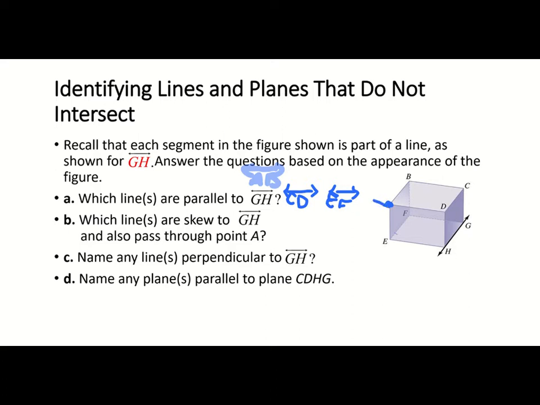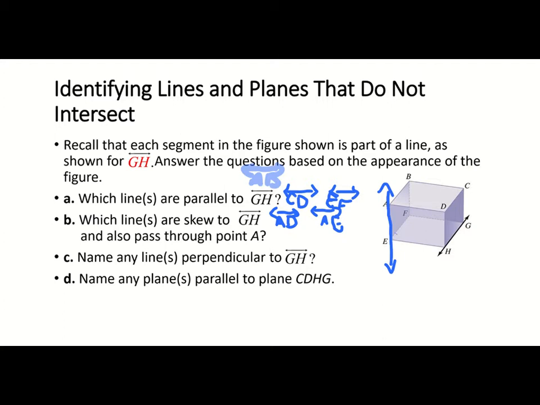If we look here, we have line AD. That's in a different plane than GH. So line AD. And then also, let's see here, I believe line AE. If we look at this, and again, it has to go through A, so that's never going to touch. It's not in the same plane as GH, so AE. And those are our only two skew lines that pass through A and that are skew to GH.